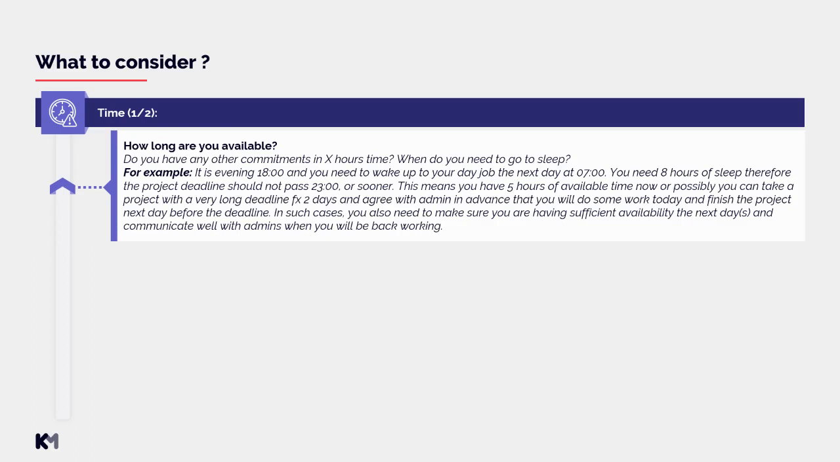This means you have a maximum of 5 hours of available time now, or possibly you can take a project with a very long deadline, for example 2 days, and agree with the admin in advance that you will do some work today and finish the project the next day before the deadline. In such cases, you also need to make sure you have sufficient availability the next days and communicate well with admins when you will be back working.